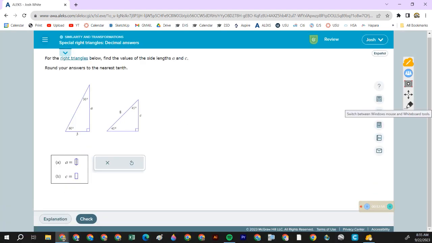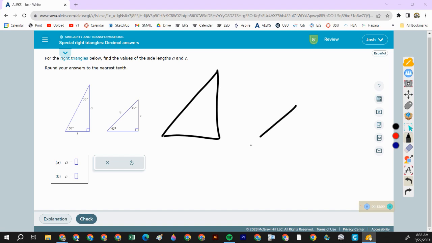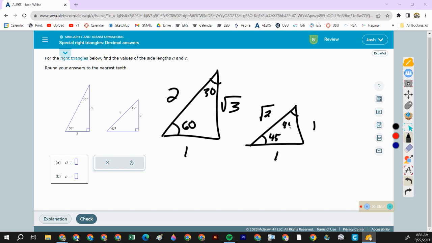All right, special right triangles. So you need to remember these two triangles. So 60, 30, 1, 2, square root 3. Okay? And then 1, 1, root 2. So here it says, I have a 30, 60, 90 triangle. I know one side. I want to know side A. But they don't give you a similar triangle. So you need to remember these triangles.